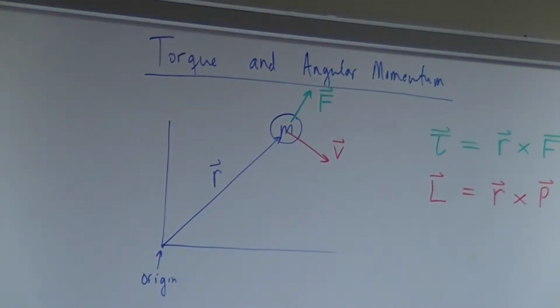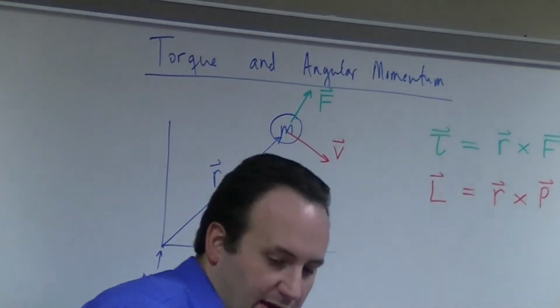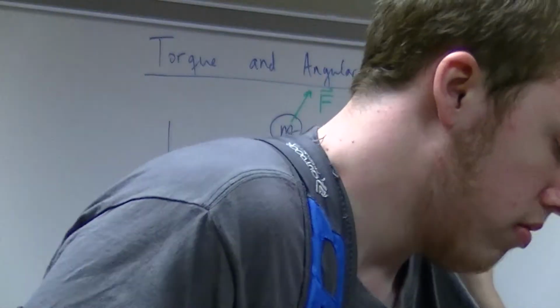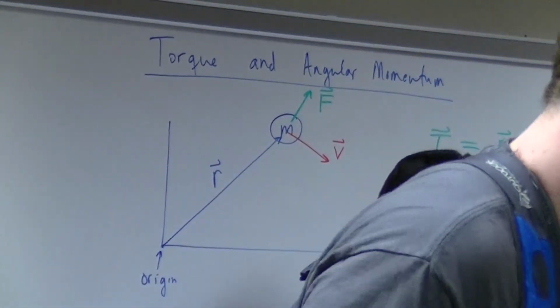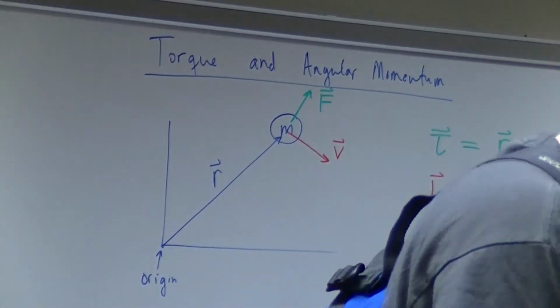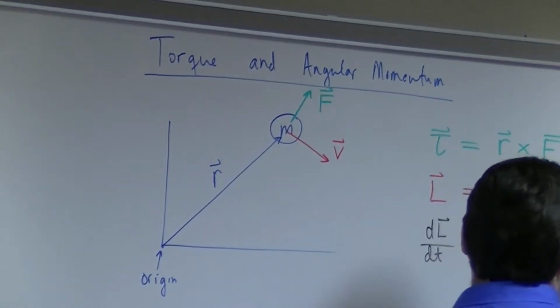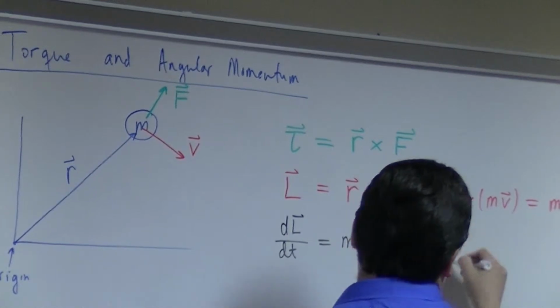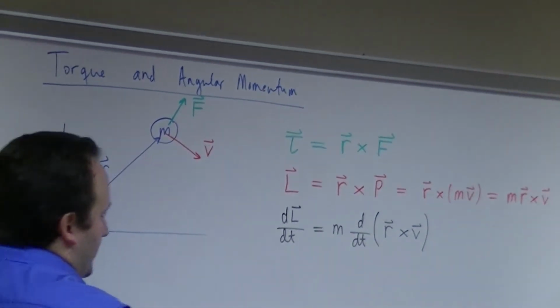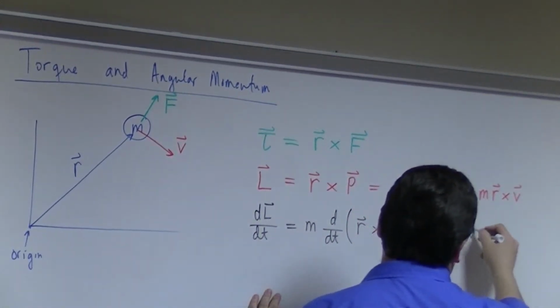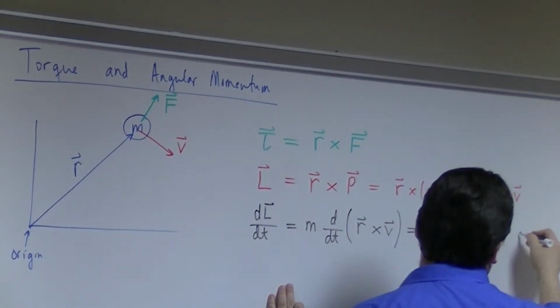So we can try to understand how the torque relates to the angular momentum. A simple calculation will show us the relation. We can calculate dL/dt here. So let's go ahead and do that. What happens when you differentiate a cross product? I'm going to pull the m out. m is constant, right? So I can pull the derivative through that. So I have d/dt of r cross v. And the product rule tells me what? This is m times dr/dt cross v plus r cross dv/dt.